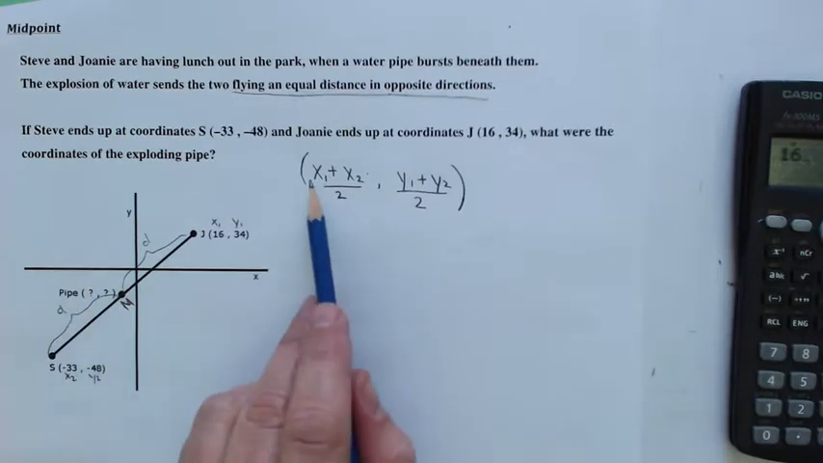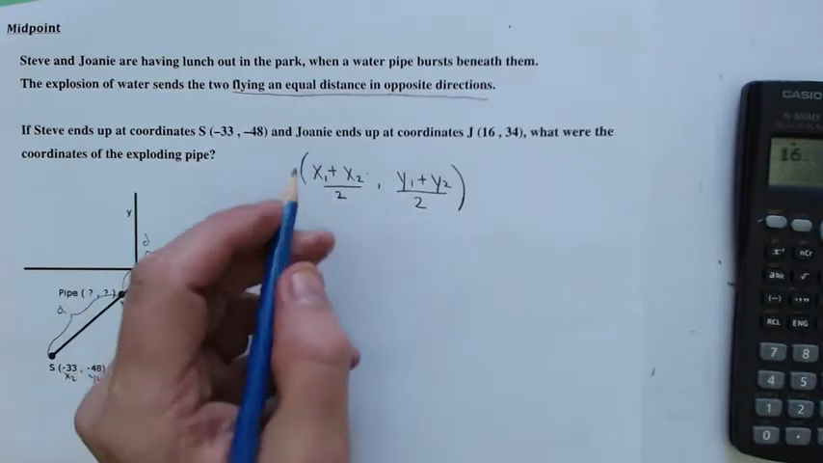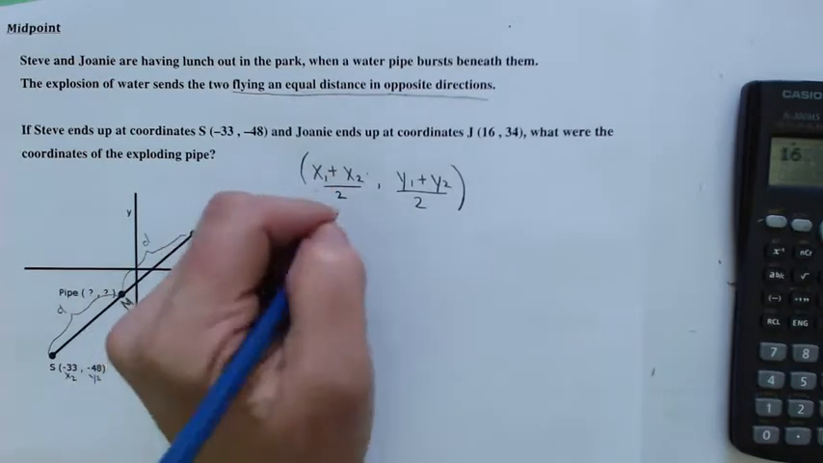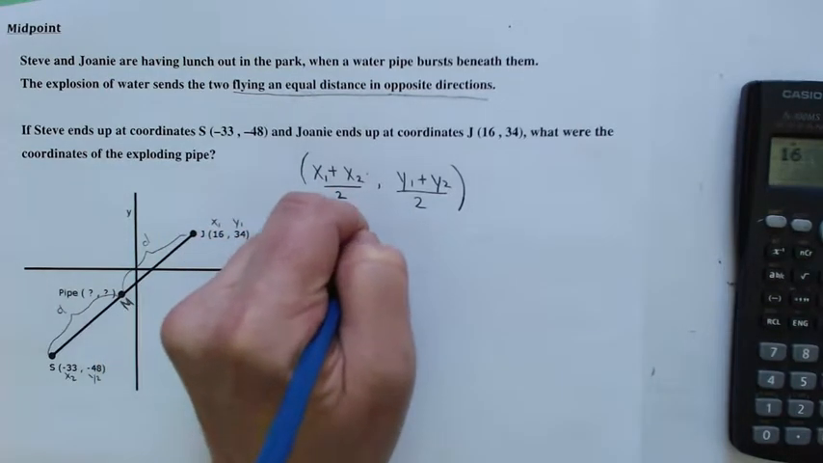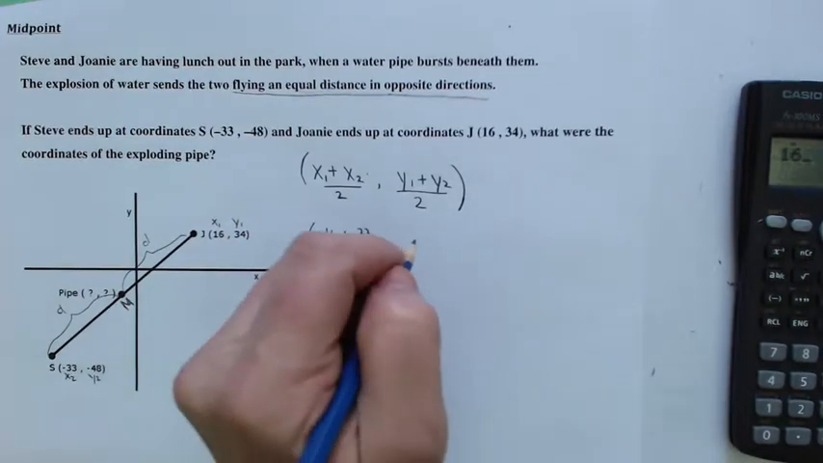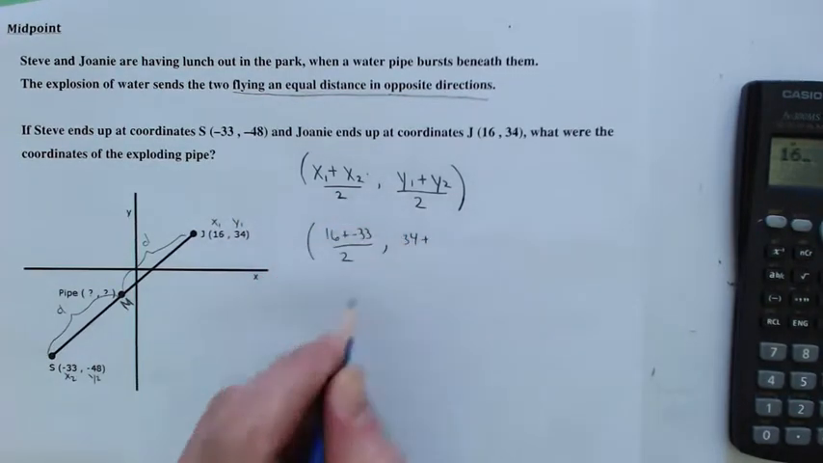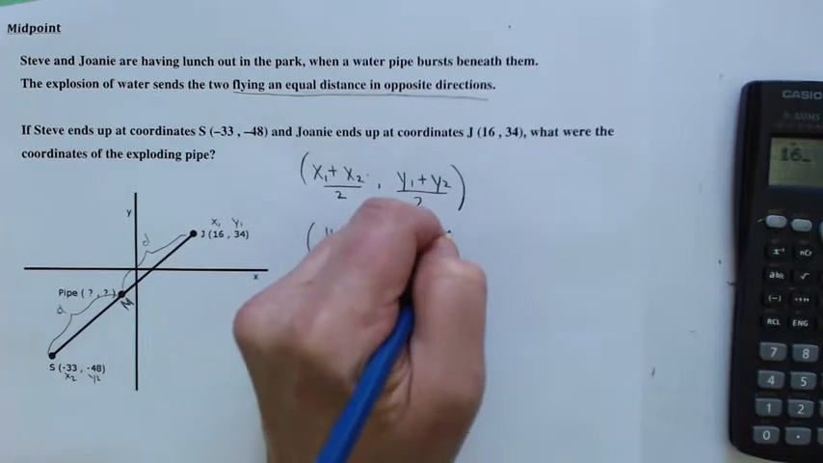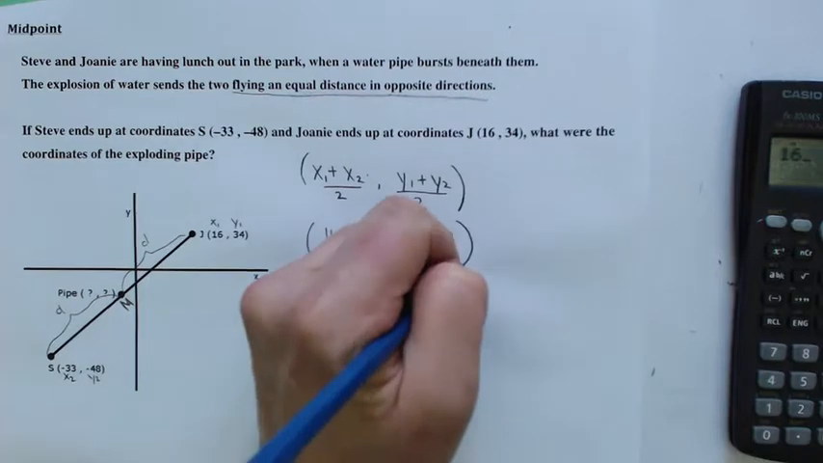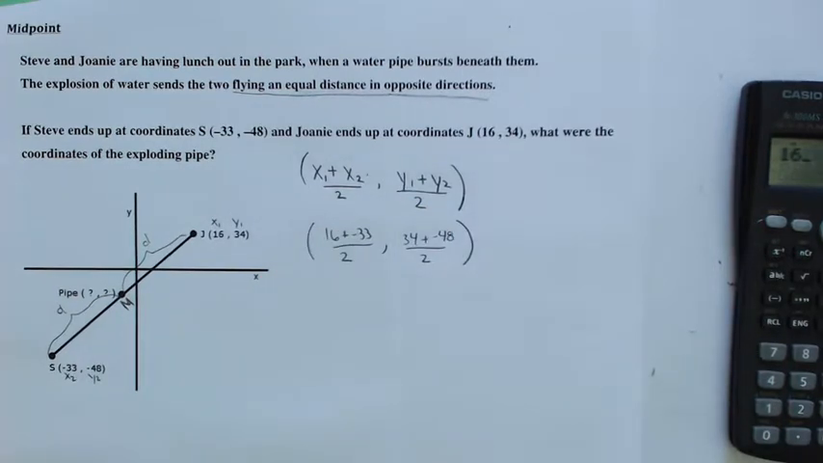So x1 plus x2 is going to be, we'll open that bracket up, 16 for my x1, and negative 33, so plus negative 33, divided by 2, and then my y1, 34, plus negative 48 for my y2, divided by 2. And those are our numbers all set up.